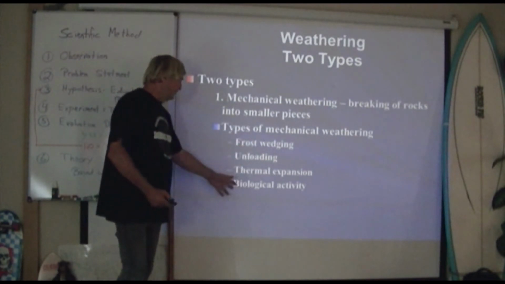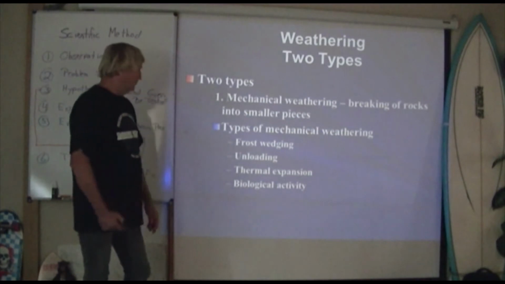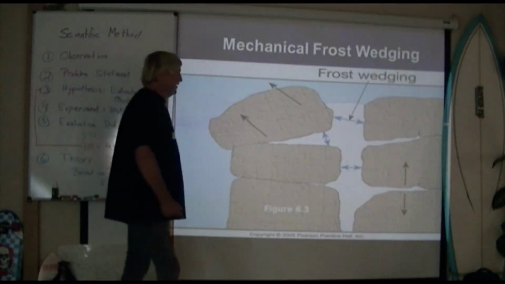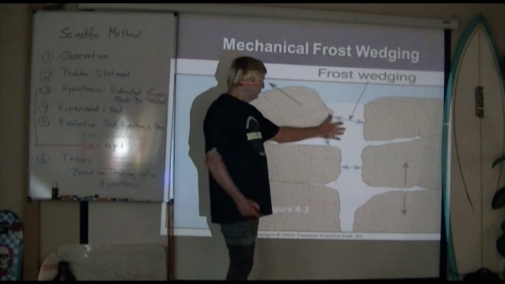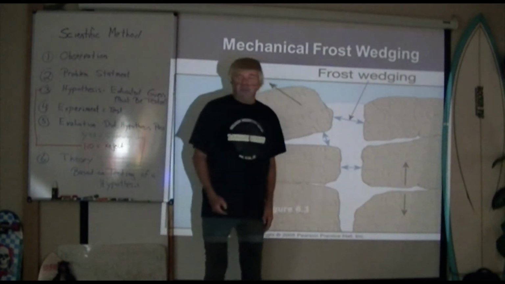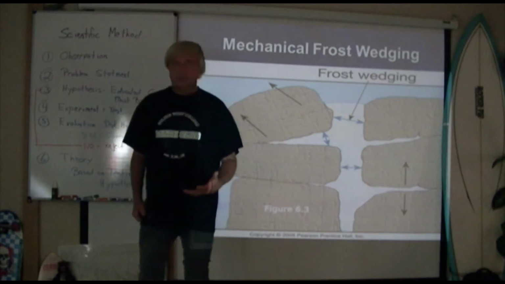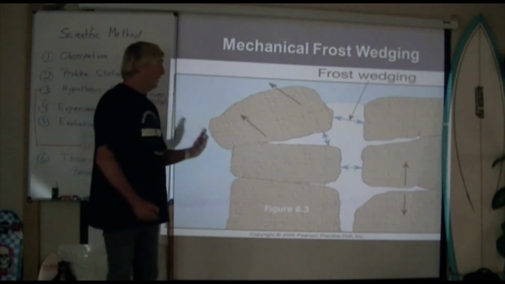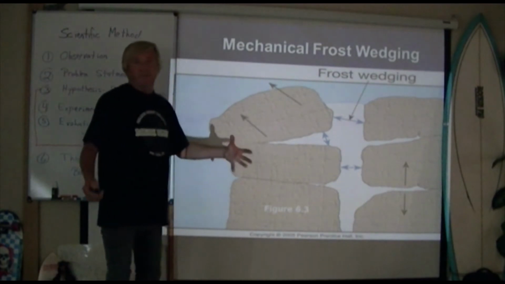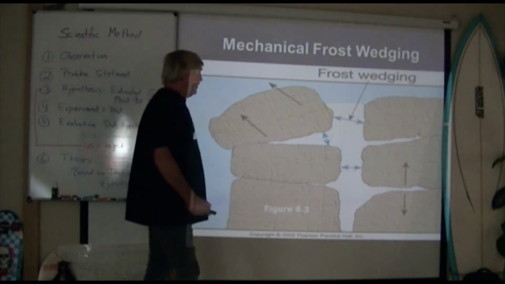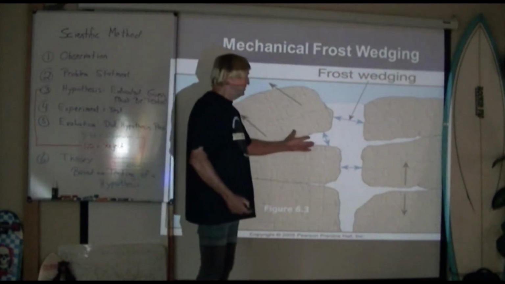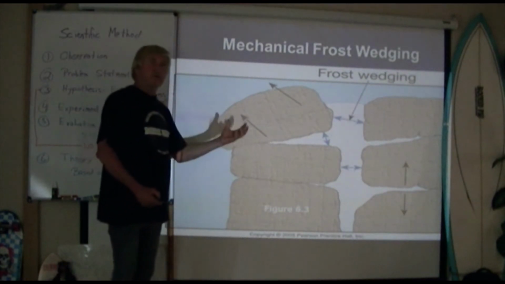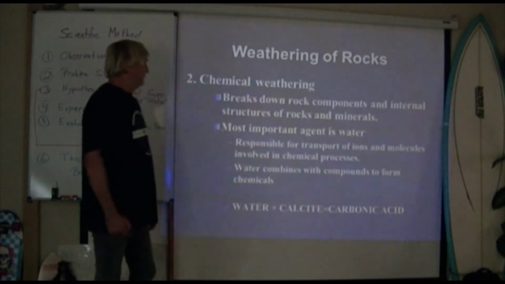And biological activity certainly is roots from plants. So here's a good example of mechanical weathering. Daytime, water will seep into cracks of rocks. Nighttime, the temperature drops. That water then turns to ice. As water converts to ice, it expands. And that expansion then causes the grains to be pushed apart. So that is a good example of physical weathering, ice wedging.